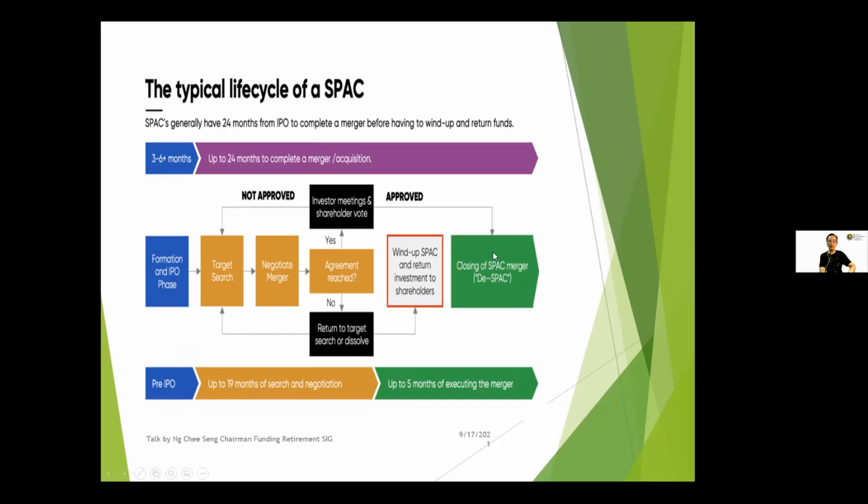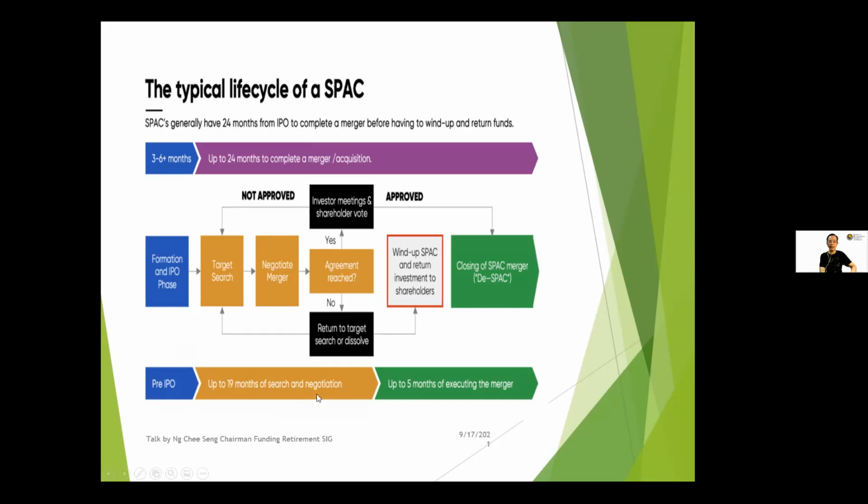That means the shell company will be taken out, and the name of the actual IPO company will be listed on the exchange that it has applied for. So they wind up the SPAC. And if it's not successful, that means they did not approve the target, so they return to target search again, or they will dissolve, wind up the SPAC and return the investment to shareholders.